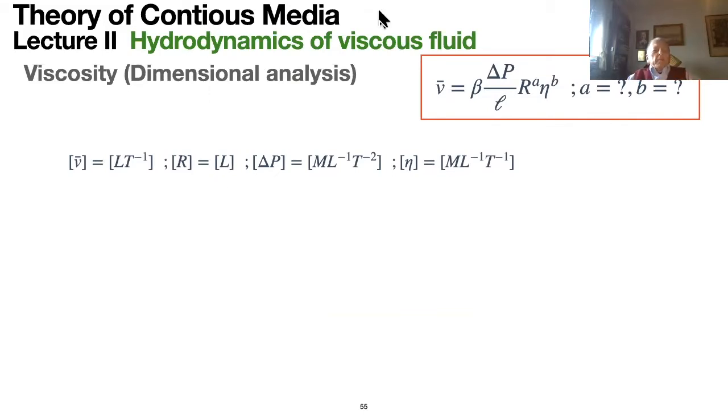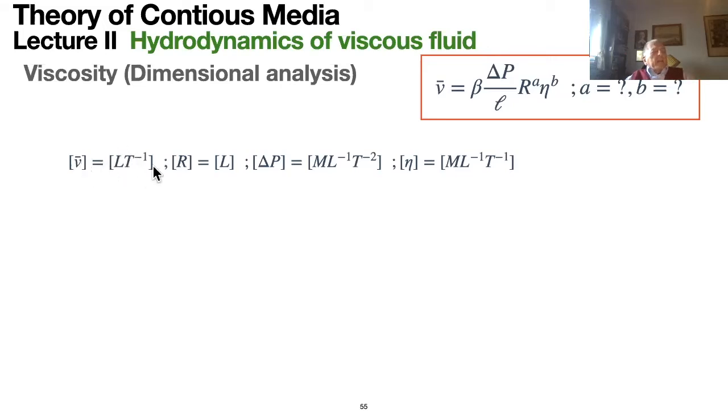On the left side of the equation, we have a velocity. And the velocity has a unit of length divided by a unit of time. So I will denote the dimensionality of a physical variable by a square bracket. The dimensionality of a velocity is a length, capital L, divided by some unit of time, which I call capital T. The units of velocity are meters per second.